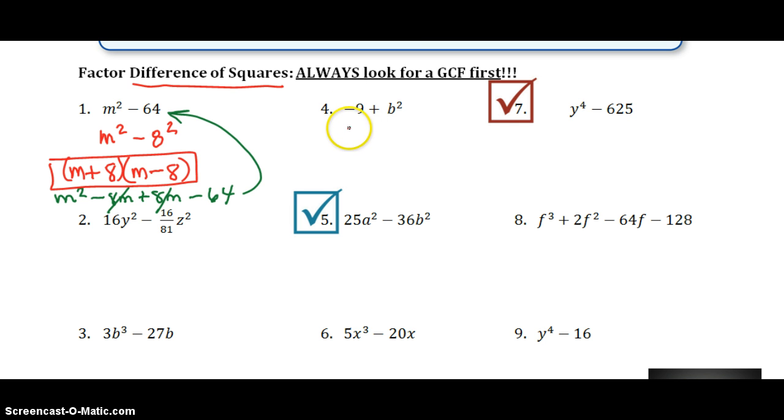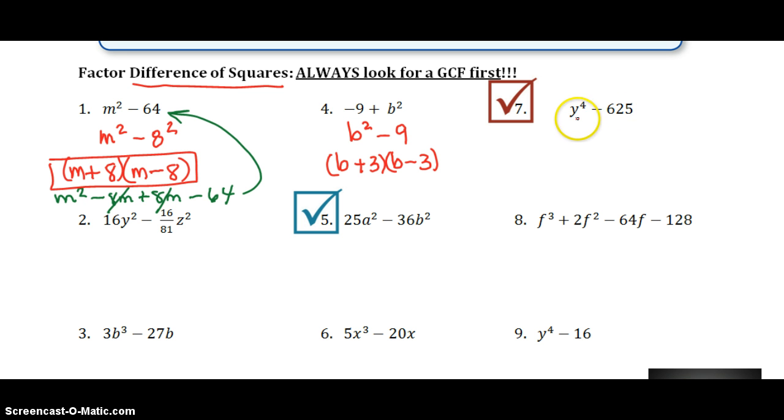For number 4, if I just rearrange that problem, put b squared first, put it in standard form, minus 9. Do I know the square root of b squared? Sure I do. Do I know the square root of 9? Yes, I do. So it's going to be b plus 3 and b minus 3, and that's how you factor a difference of squares.